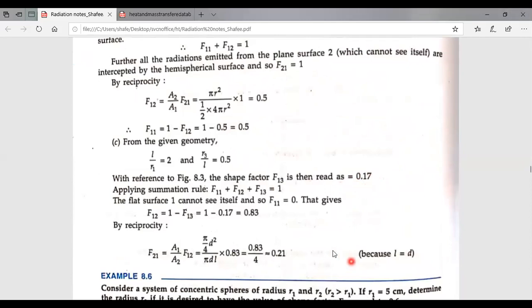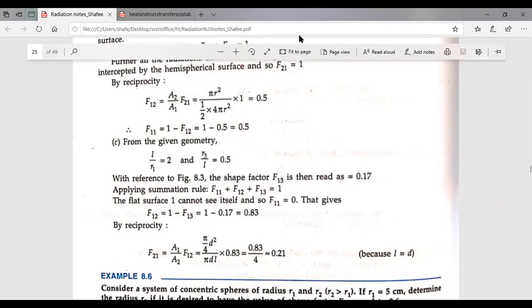Now we need to find out 1 to 2. Surface 1 is a bottom surface like a circle, and the other one is a surface like a rectangle. So what happens here? You just see one more formula. We have three surfaces, 1, 2, 3. This is called the summation rule. That is F11, the radiation heat transfer to itself, plus F12 plus F13. So 1 to 1, 1 to 2, 1 to 3. Let me explain clearly.